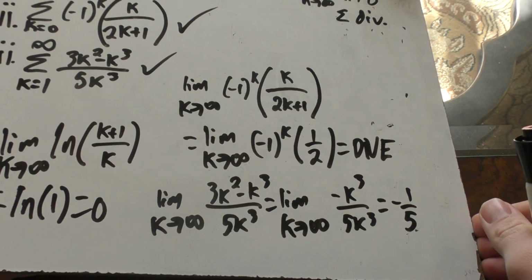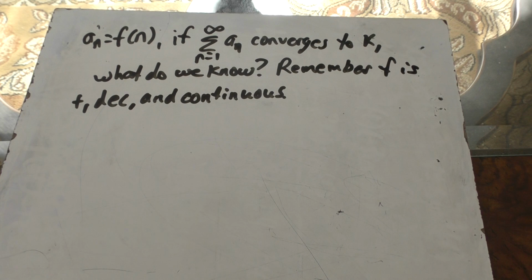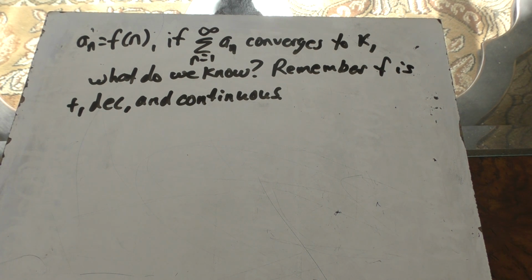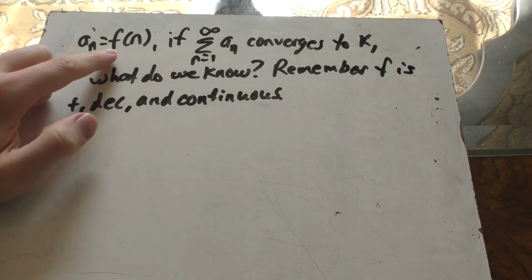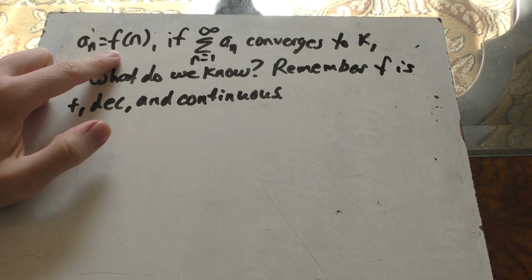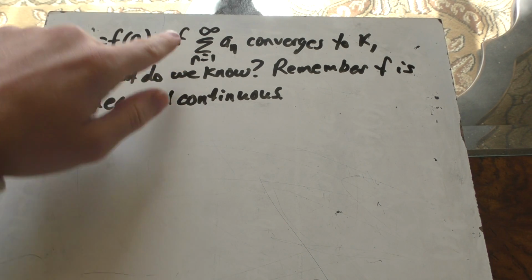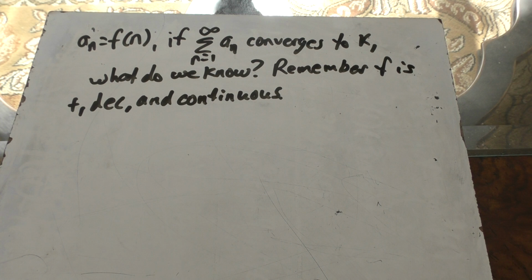Okay, let's look at question number 3 now. Question number 3 was a little more conceptual, and I know what went wrong there based off of the answers that I saw coming in. Essentially, question number 3 was asking us, if we have some term that we know equates to f of n for some function, if the series converges to k, what do we know then about other things? In particular, what do we know about the integral is really what this question is getting at.